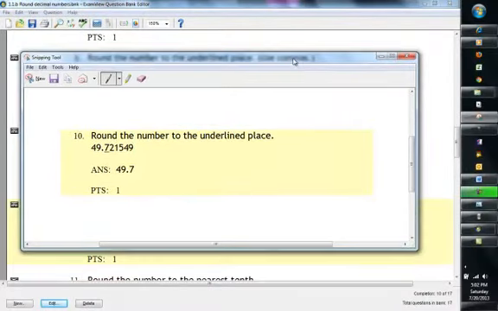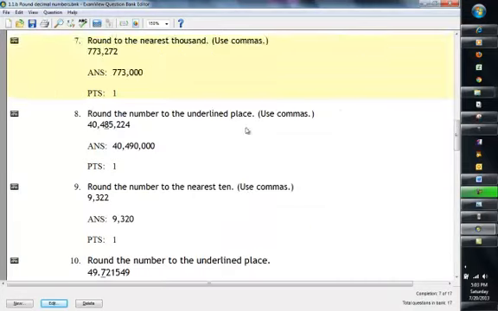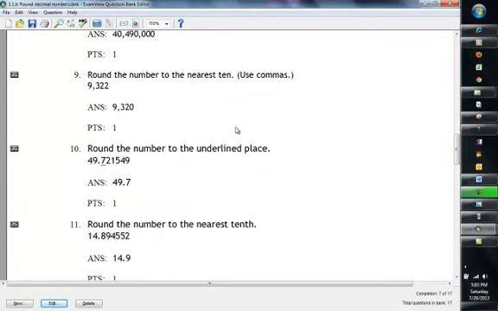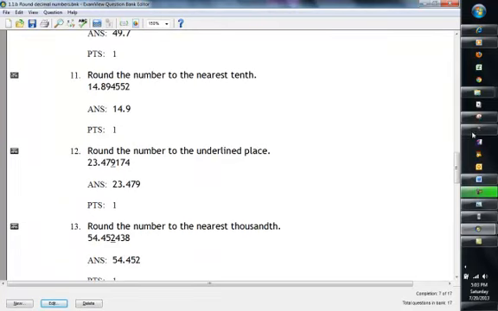This one has a decimal point in it, which changes it a little bit, not too much, just a little bit. So to the underlined place, we circle that, look at the number after it, write the number the same since it's not bigger than 5, write everything in front of it the same, and if it's after the decimal point, leave all the rest of the digits blank. So we would just write 49 and 7/10, or 49.7. Next one.